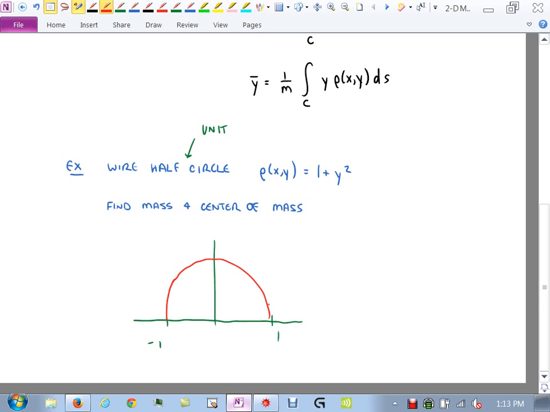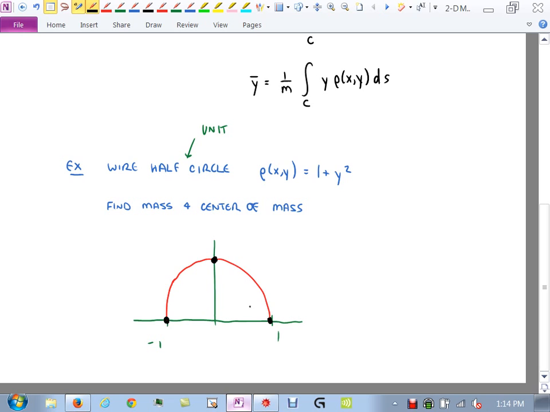So the density at every point is, do you see what I'm saying? It's a function of y. So what is the density at that point right there? Well, the y coordinate is 1, right? So I plug 1 in here, 1 squared plus 1, so 2. The density would be 2. Now, what if I'm right here? Density is 1. Over here? 1 again.